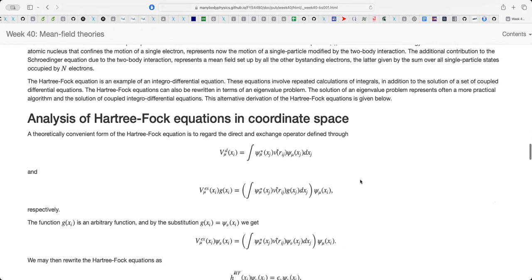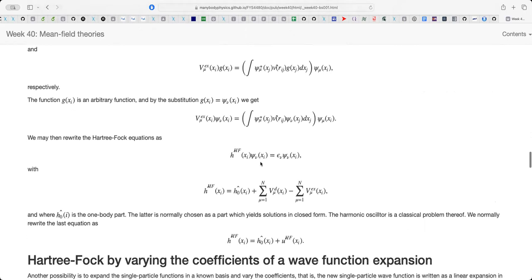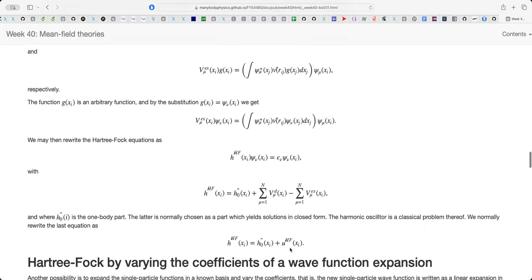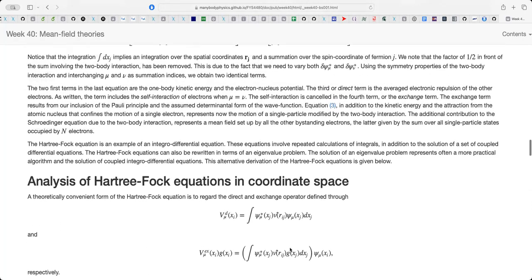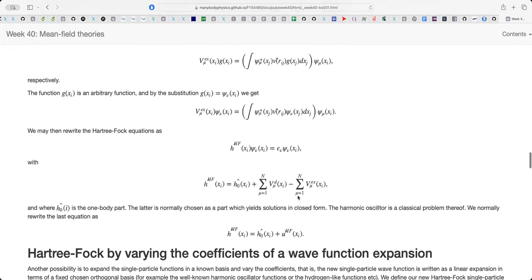So below here, there's an analysis of the Hartree-Fock equations in coordinate space. And after some manipulations, you can actually define the same type of operator which we have, where we then can define this Hartree-Fock potential. So I'm mentioning this because this is the way the Hartree-Fock equations were presented in the last century, before people rewrote everything in terms of an eigenvalue problem, which is much easier to solve. And people were actually solving these integral differential equations.